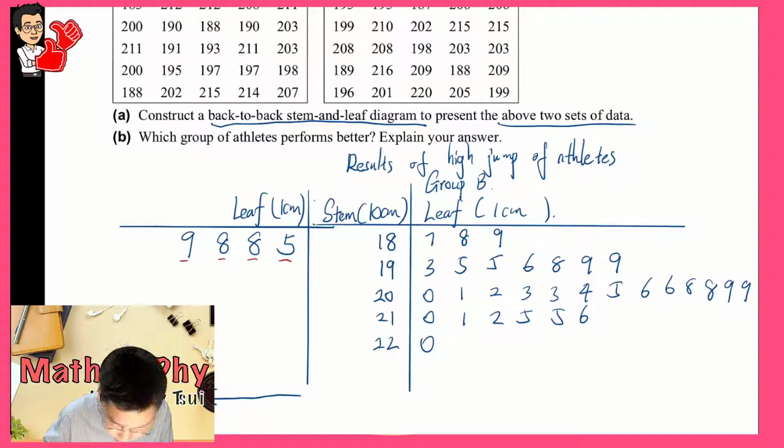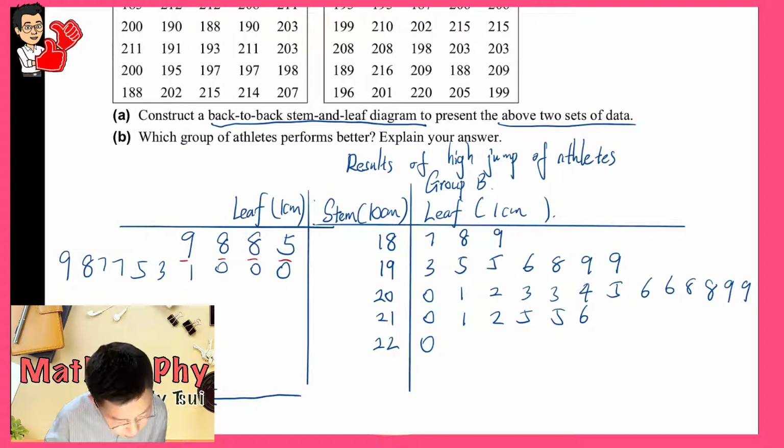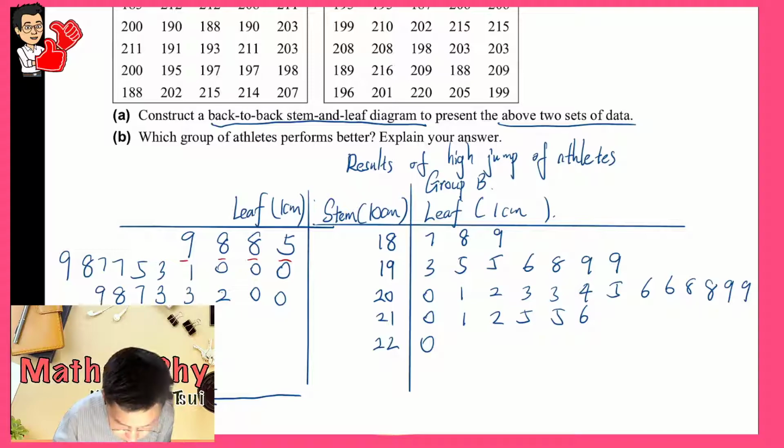So this one, for the 190s: 0, 0, 0, 1, 3, 5, 7, 7, and 8, 9. Alright, and then for the next one, 200: 0, 0, 2, 3, 7, 8, and 9. And the next one should be 9, 1, 1, 2, 2, 4, 5, and 7.